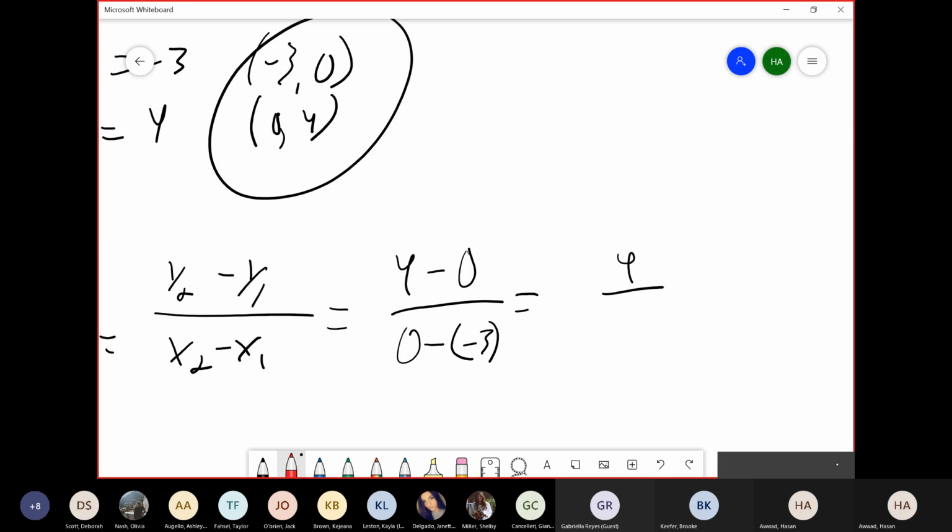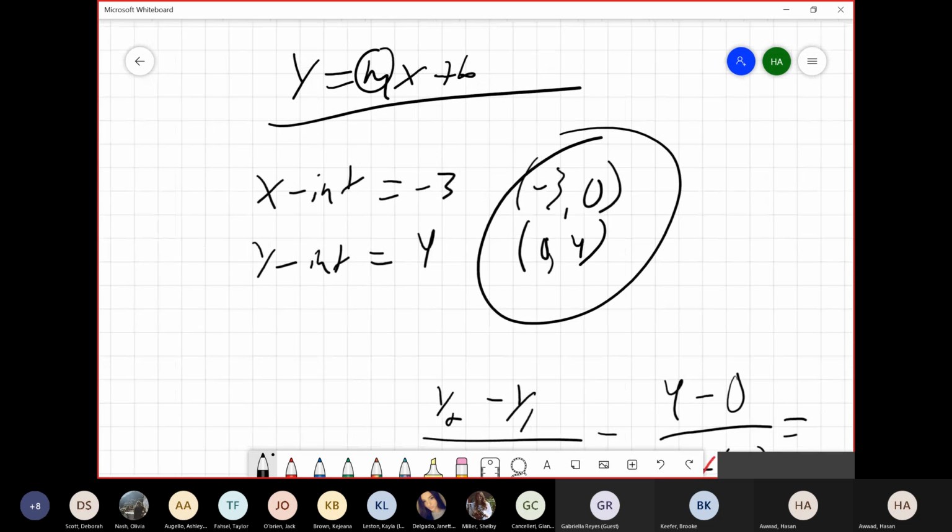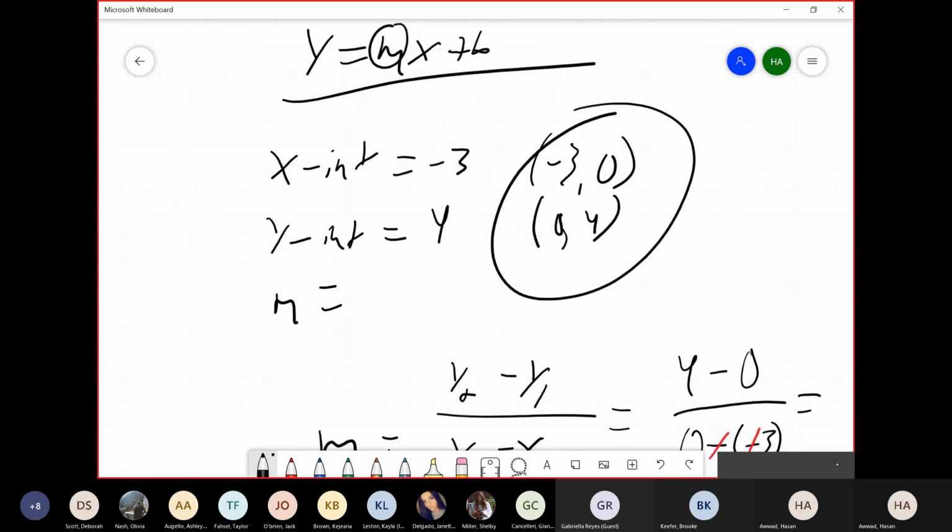Two negatives are going to cancel out, right? We're going to get a positive. So that means we're going to get 0 plus 3. 4 over 3, and that's our slope. And now we have all the necessary information that we need, right? So we know now that m is 4/3. We know our y-intercept is 4.